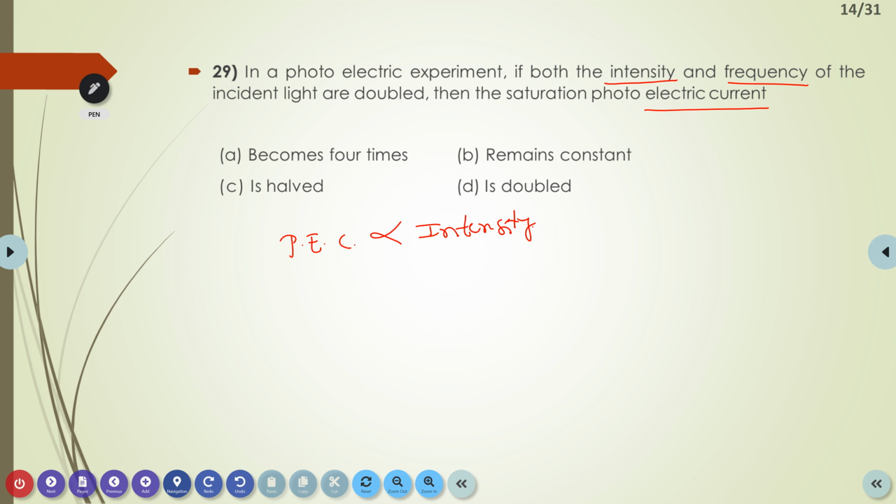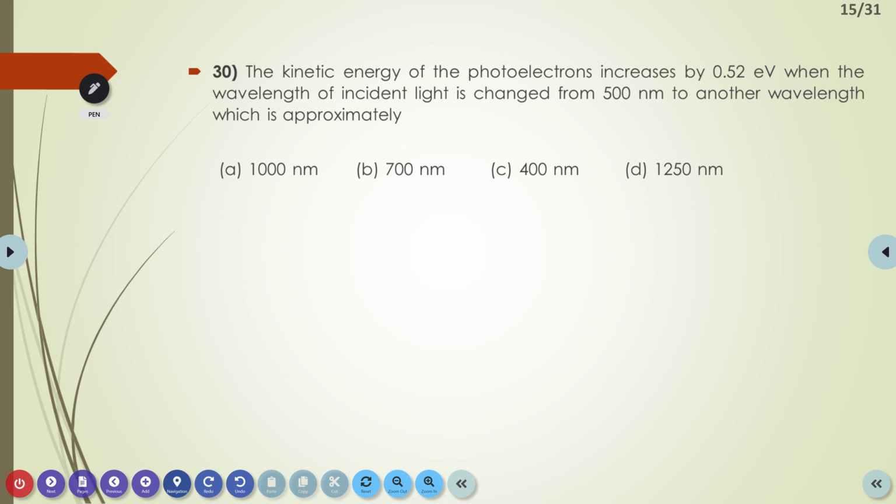So if both intensity and frequency are doubled, if intensity increases, the photoelectric current also increases. Does it remain constant? No, it is doubled. This is the right choice. Remember, photoelectric current does not depend on frequency. Okay, next one.